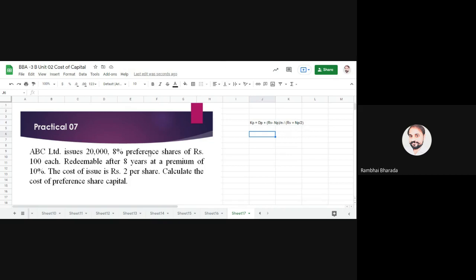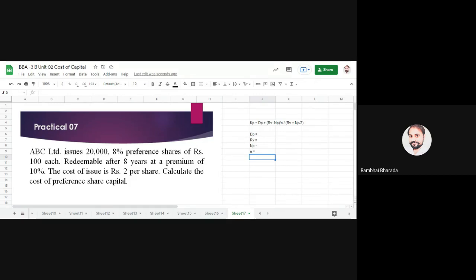So for solving this practical question, we require value of DP, value of RV, value of NP, and value of N. We require these 4 values. Now I am reading the question, and while reading the question, we will try to find out these 4 values. ABC Limited issues 20,000 8% preference shares of rupees 100 each.